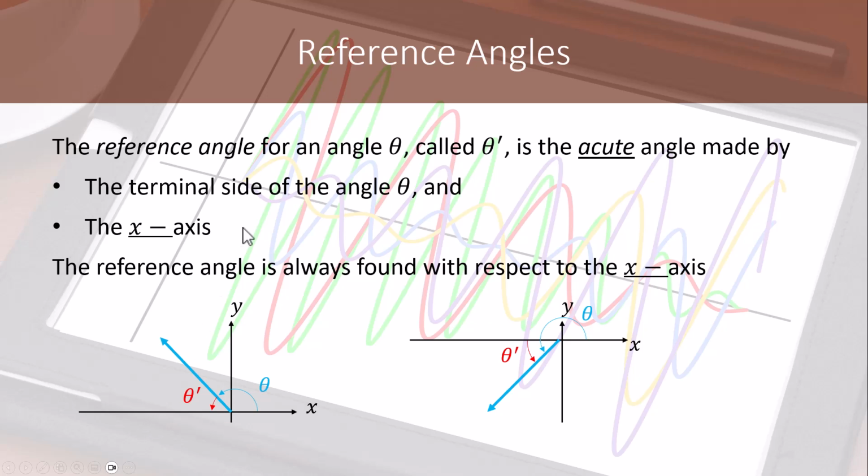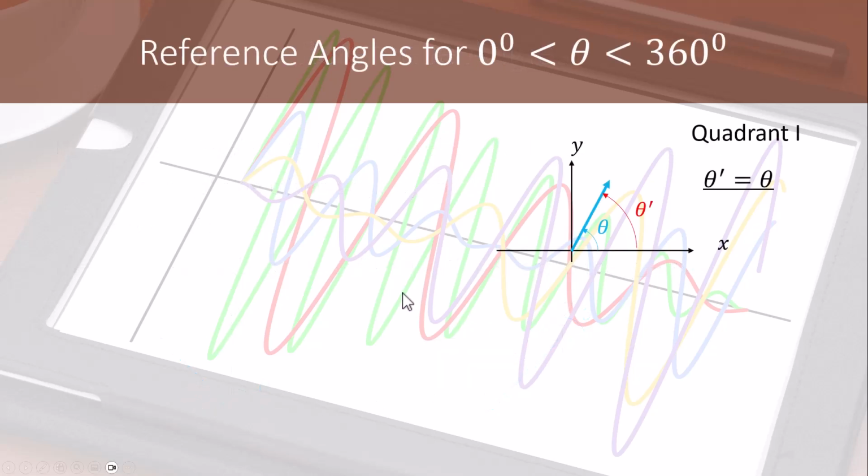So your reference angle will always be an angle between 0 and 90 degrees, and it will always be positive. Okay, and it is always found with respect to the x-axis. So in quadrant 2, it is going to be this angle right here. In quadrant 3, it will be this angle right here. And as you guessed, you have 4 cases. We already discussed 2 of them.